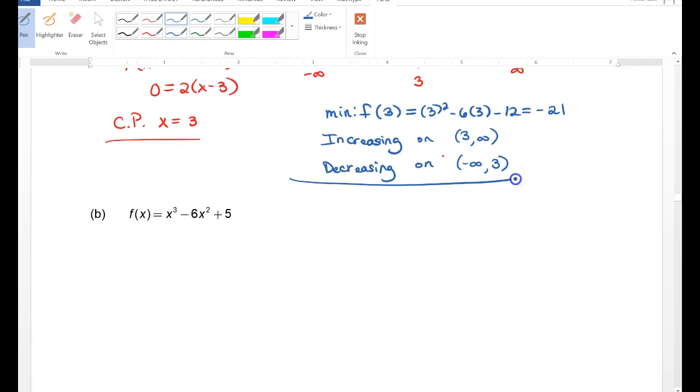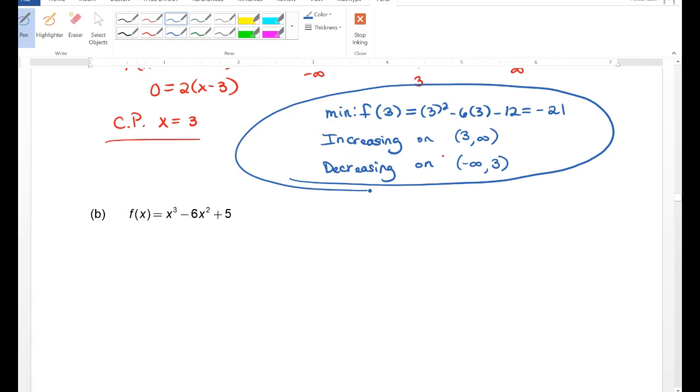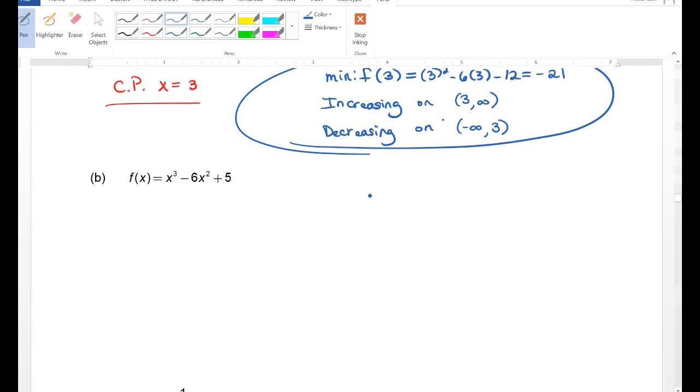Okay, so all of this is our answer. We had a minimum f of 3 equal to negative 21, increasing from 3 to infinity, decreasing from negative infinity to 3. Okay, next one.